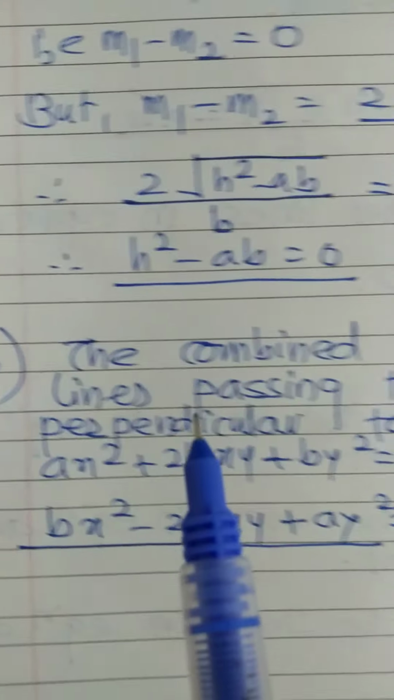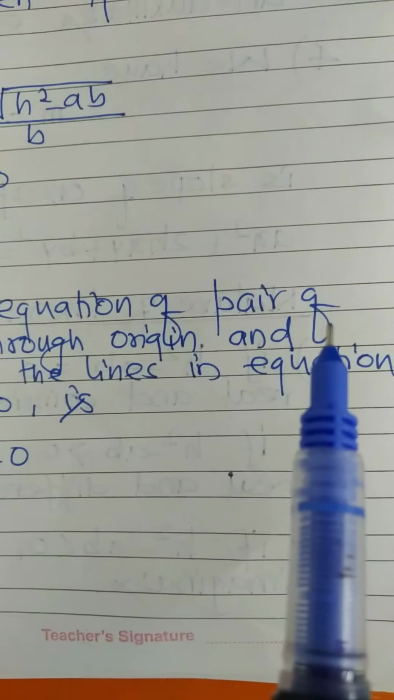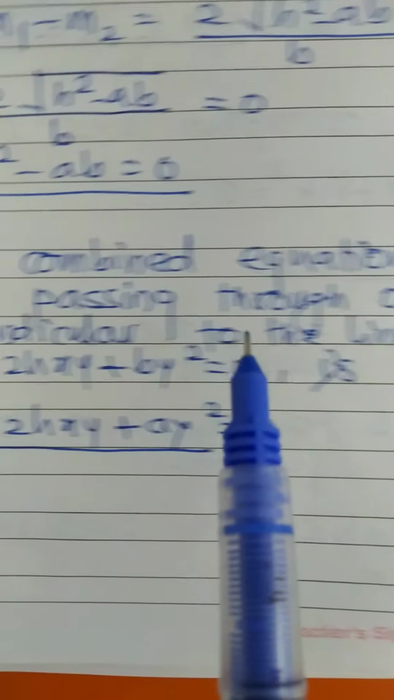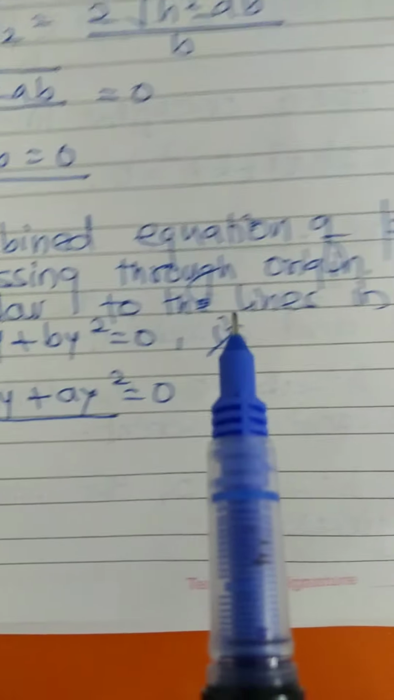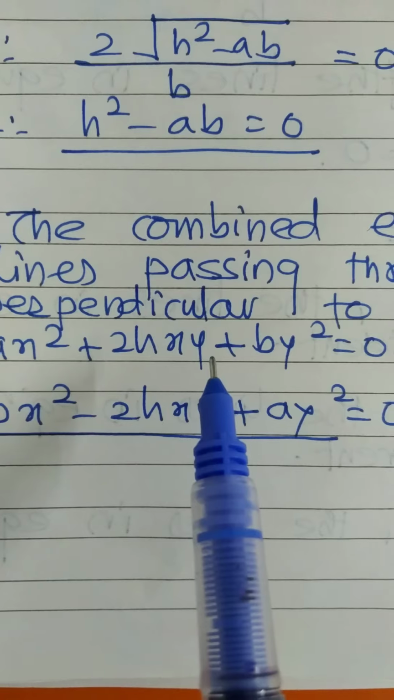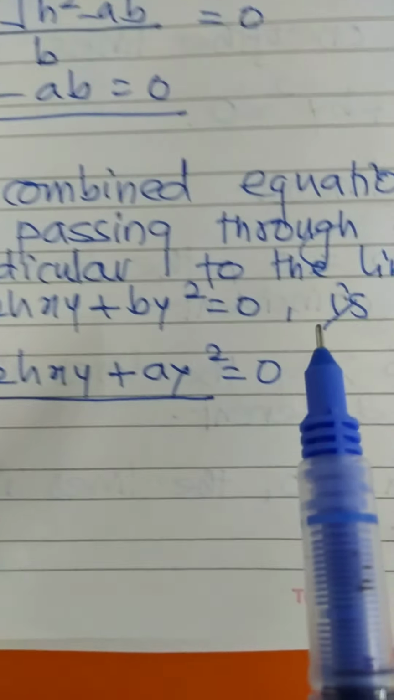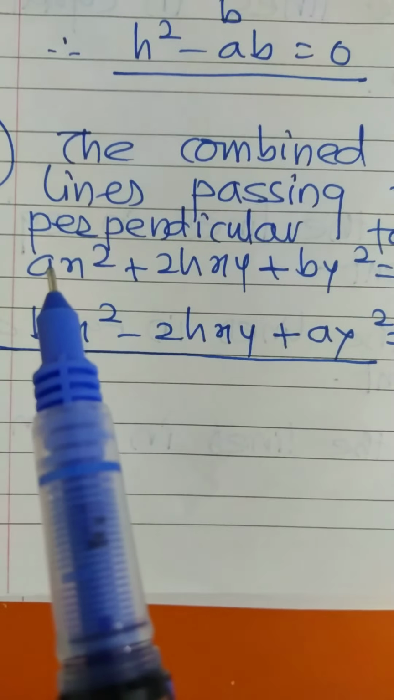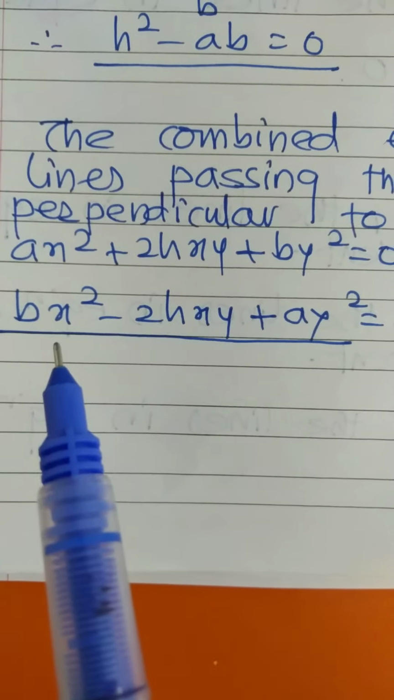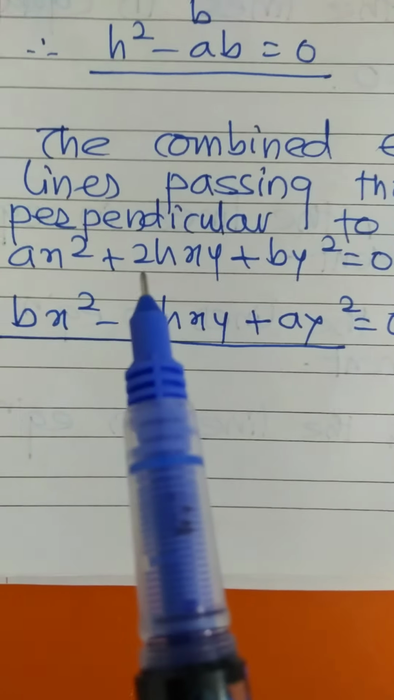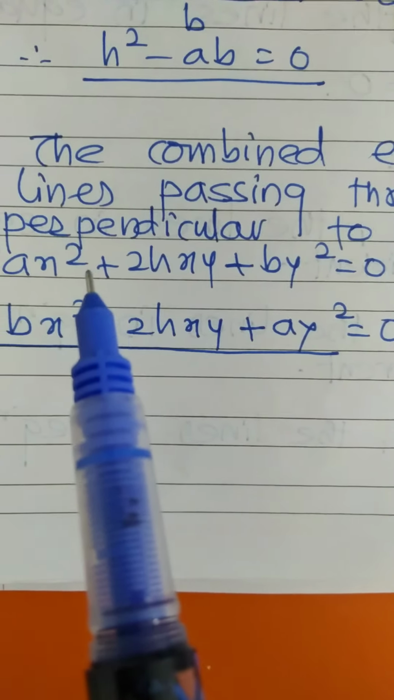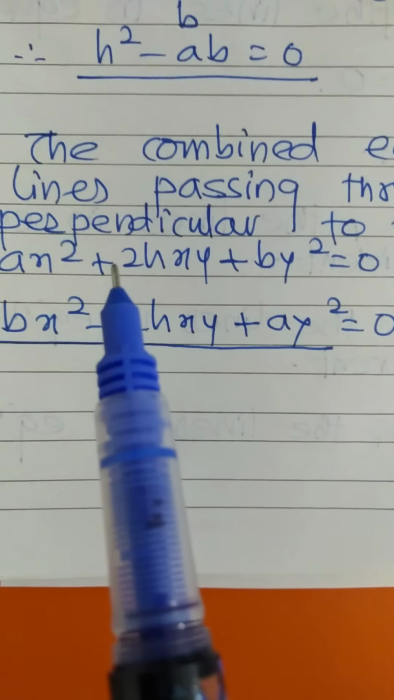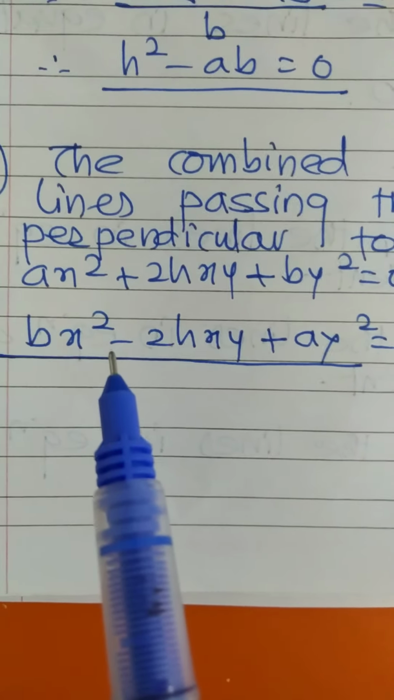Now next, the combined equation of the pair of lines, again passing through the origin and perpendicular to the lines in the equation ax square plus 2hxy plus by square equals 0. From the CET and JEE point of view, this one point is important. We just have to interchange a and b, like this: bx square and ay square. And for the middle term, if it is plus, then we consider minus; if it is minus, then it becomes plus.